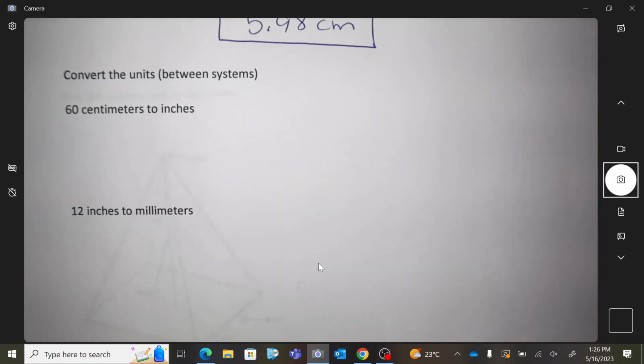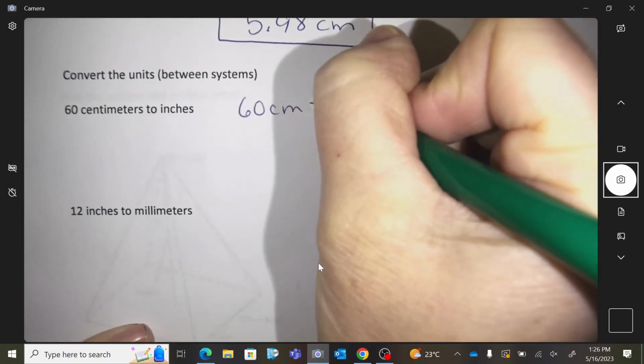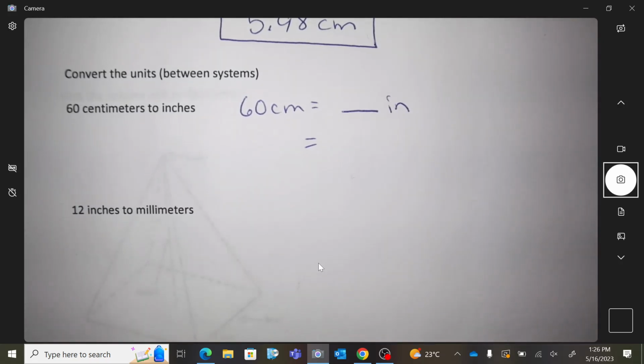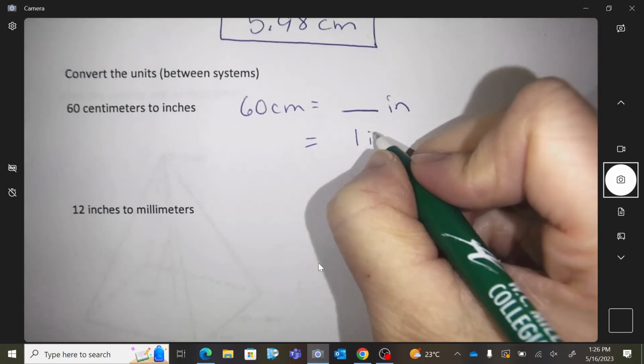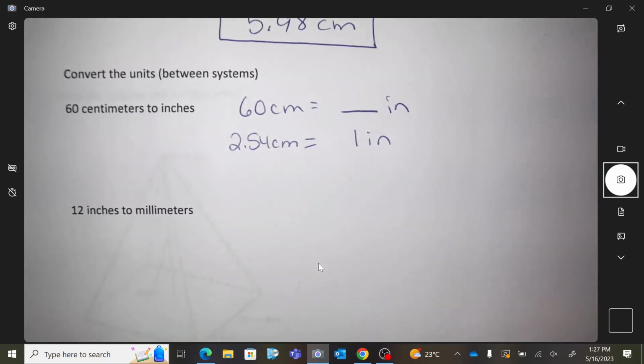Alright, the next one is doing metric to imperial. So 60 centimeters is blank inches. It's all about finding a formula sheet conversion. So 1 inch is 2.54 centimeters. Actually, I didn't even look. That's just the one I use in real life. I think that's all we have.